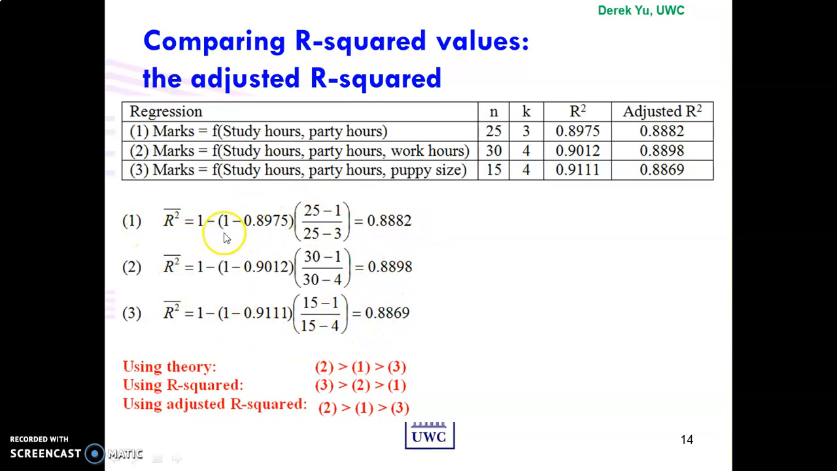This slide shows the calculation of adjusted R square of each regression. Let me just go through the first one. Adjusted R square of the first regression equals 1 minus bracket 1 minus the R square 0.8975 bracket, times n minus 1, where n is 25, minus 1, divided by n minus k, 25 minus 3. So this is how you derive the adjusted R square of the first regression. Let me stop for 30 seconds and see if you can understand the adjusted R square calculation of regressions 2 and 3.